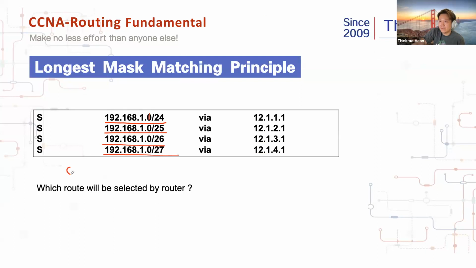For example, I have one router and I'm going to send a packet to 192.168.1.1. Which path should I choose in this case? Should I choose .1.1 as the next hop, or .2.1, or .3.1, or .4.1? Anyone can answer this question? The first one. Okay. Any other answer?